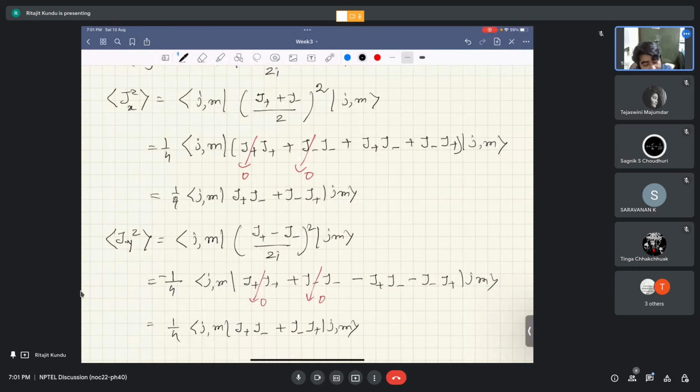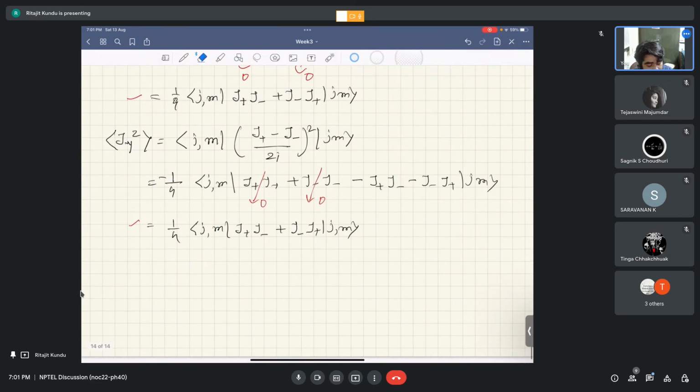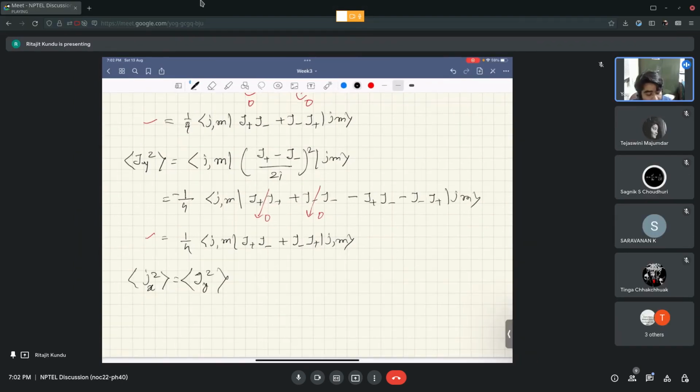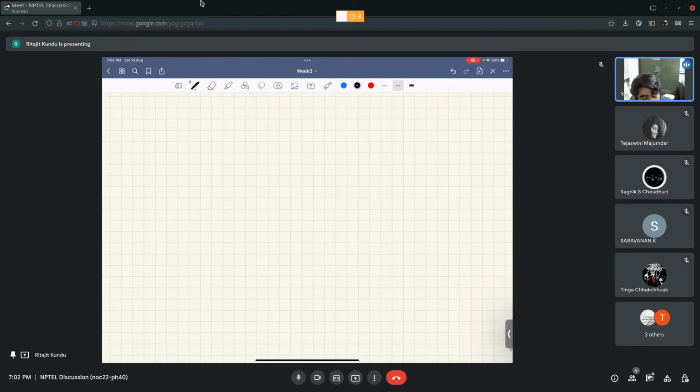So you see that these two equations are exactly the same. This was just to show you that the jx square average is the same as the jy square average. Okay, but now I have shown you that these are actually the same, but what about the values? What are the values when I take an expectation? So to answer that, we'll again be a little bit smart.